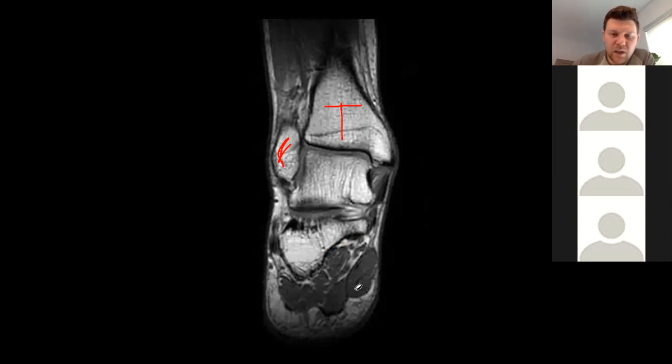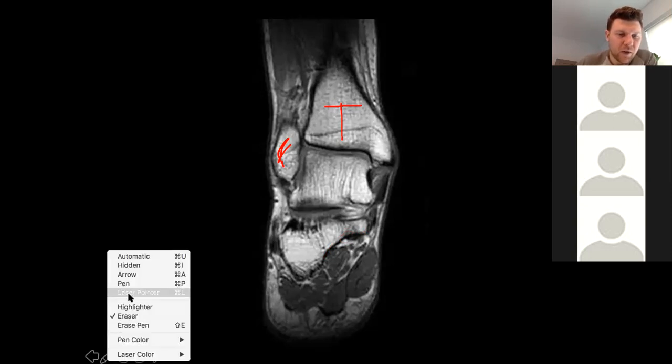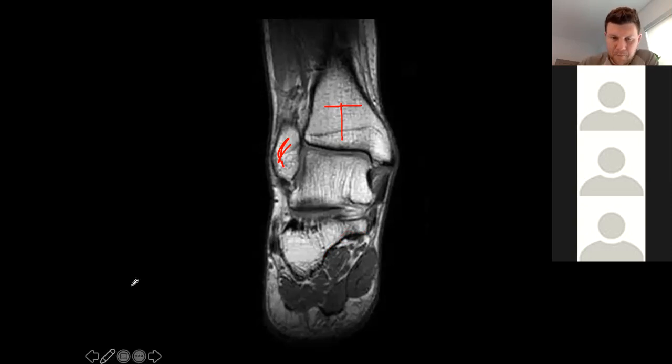What can we see muscle-wise in the plantar foot? The first layer: abductor hallucis, and the FDB, and then the abductor digiti minimi.